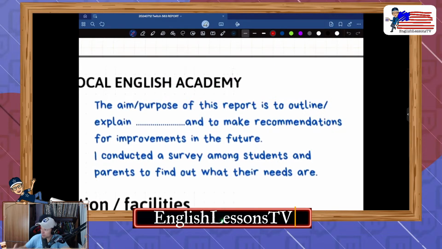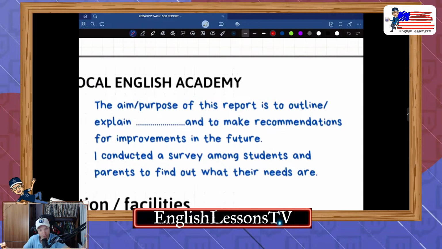Let's move to the introduction. The aim or the purpose of this report is to outline or explain how to improve the School of English name, and to make recommendations for improvements in the future. I conducted a survey. I made questions to several clients among the students who are in this school and parents to find out, to get information about what their needs are. I'll say that again.